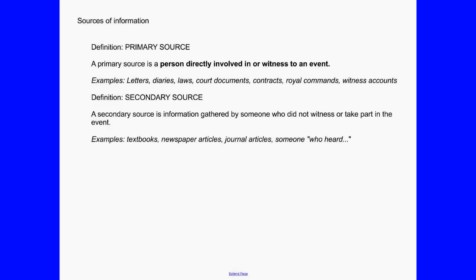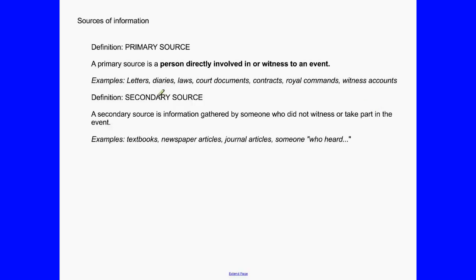When we try to piece together the story of the past, there are a couple of different types of sources. We have a primary source. Primary means first. And a primary source is a person who was directly involved in or witness to an event. Some examples might be letters, diaries, laws, court documents, contracts, royal commands. Basically, a primary source is somebody who saw what happened or did the thing themselves. If you want to talk about the Boston Tea Party, some primary sources might be some people who saw the Patriots dumping the tea overboard into the harbor, off the ship. Or it could be the people who did it themselves. Those are primary sources. An account directly by the people who saw it happen or who made it happen.